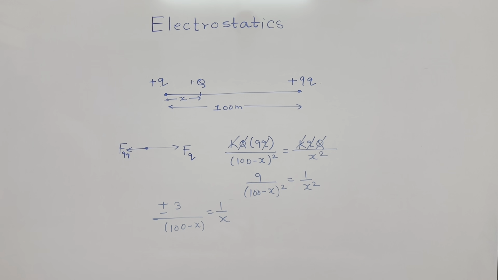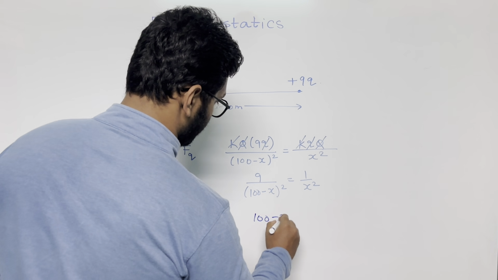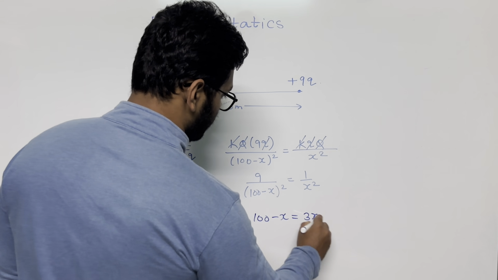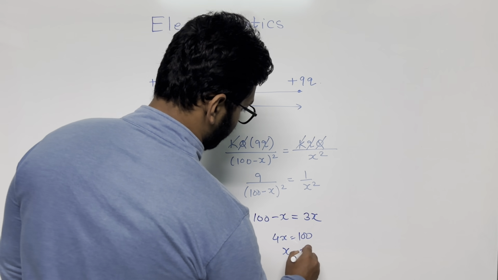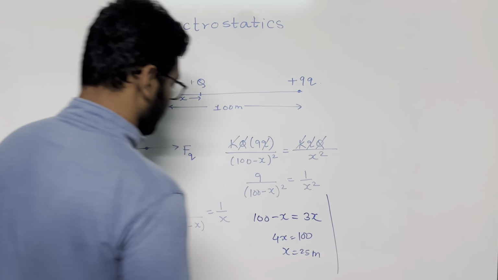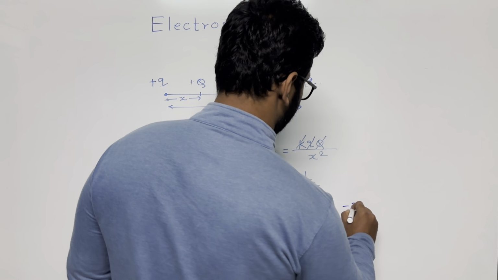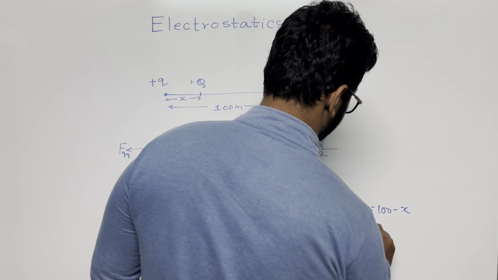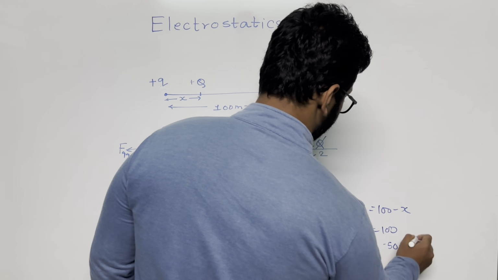Now, let's take the positive solution first. 100 minus x is going to be equal to 3x, so 4x is equal to 100. So x is equal to 25 meter. Or you can take a minus sign. So this will be minus 3x is equal to 100 minus x. So minus 2x is equal to 100, so x is equal to minus 50. So this cannot be a solution.